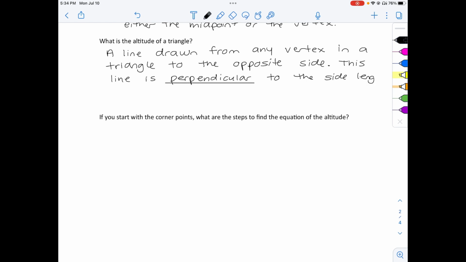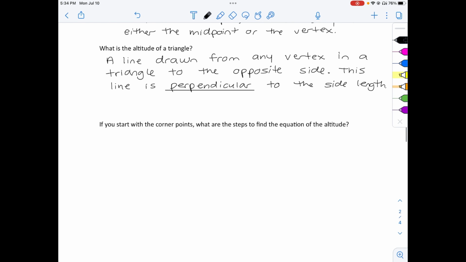Okay, so it makes a 90-degree angle with whatever side that it is meeting with. So again, if I draw an example of a triangle, let's say it's like this, and I call this A, B, C. Again, you can do this through any of the vertices. I'm just going to show it through B because that one's just kind of the most clear to see.